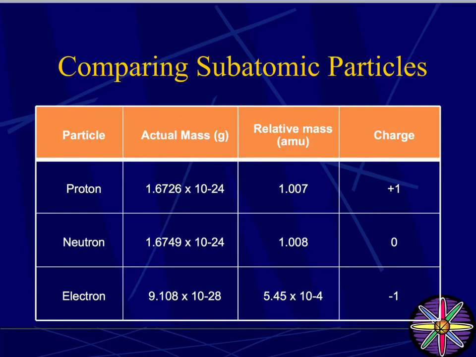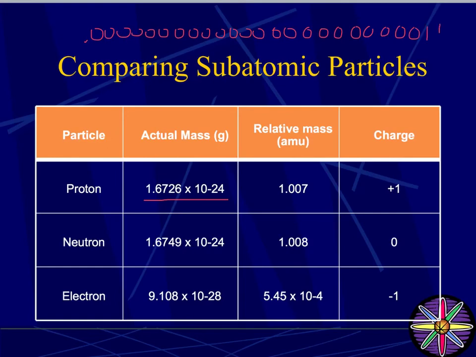Okay, let's look at the subatomic particles. If you look at a proton, its actual mass is super teeny tiny. That's to the negative 24th. That's like saying a decimal point followed by twenty-three zeros and then a 1, 6, 7. That's that small. So when we look at its actual mass, it is tiny, but yet we still can weigh that, and it has a charge of +1.